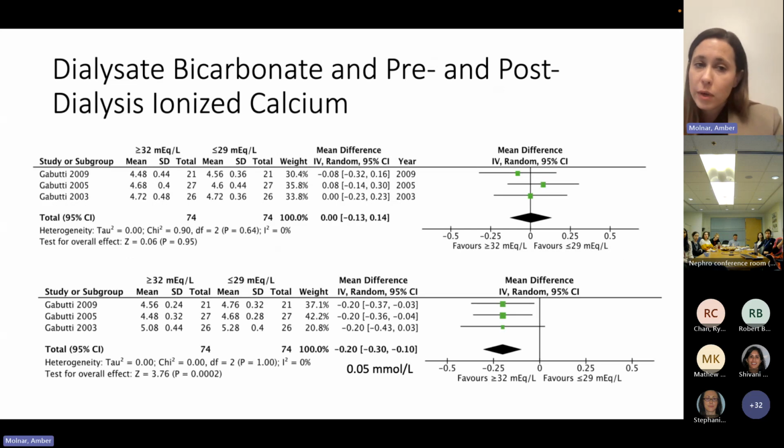We also looked at both pre and post dialysis ionized calcium. Here on the top, you have the pre-dialysis value, and on the bottom, the post-dialysis value. There was no difference in the pre-dialysis value, but similar to potassium, the ionized calcium post-dialysis was significantly lower in the higher dialysate bicarbonate group. Again, though, although statistically significant, a pretty small mean difference of only 0.05 millimoles per liter in the ionized calcium.